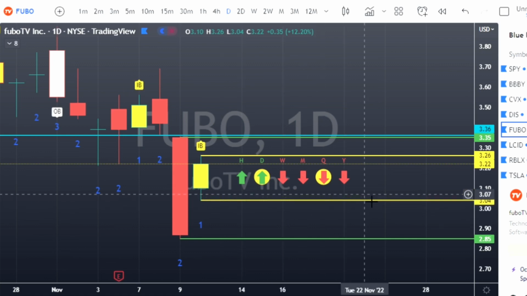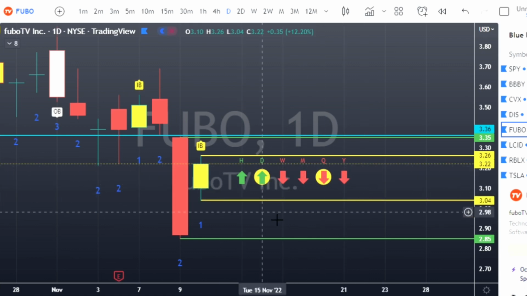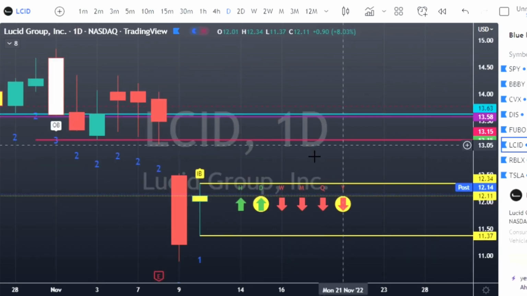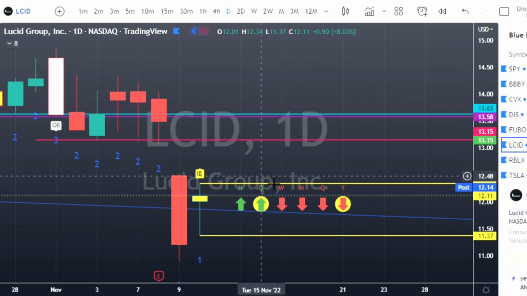In that case, we would have full time frame continuity to the downside, but we'll see how it plays out on Lotto Friday. Lucid is up next. Lucid also an inside bar, and most of these plays are inside bars, guys, which is great for newcomers, great for people who are struggling because they are the easiest thing to play.